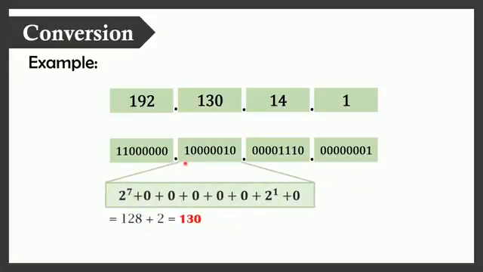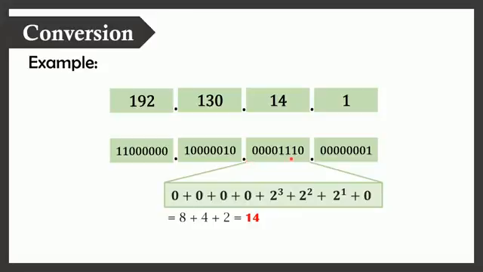Similarly, the second octet has 2 bits that are set to 1, and the second bit value is 2 raised to 1 and the last bit value is 2 raised to 7. When we calculate it, we get 130. Always remember that we will only count the numeric value of the bits having value 1.